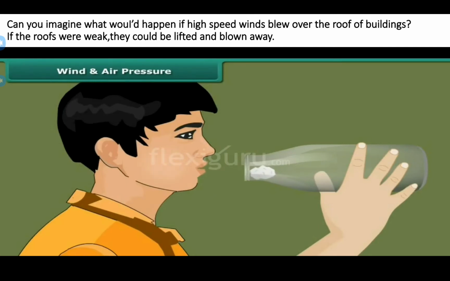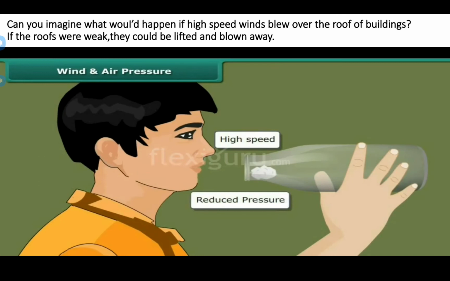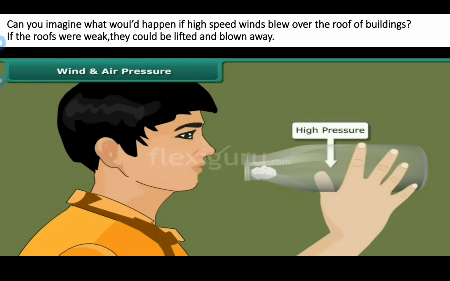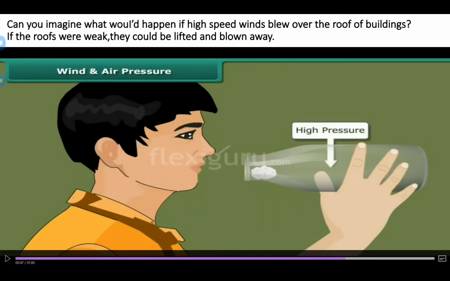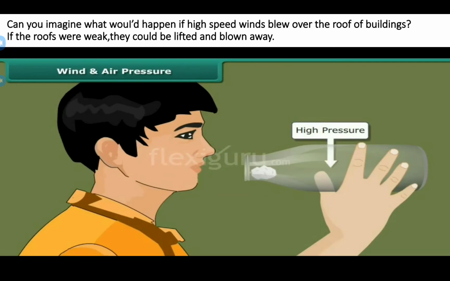Then what you have to do? Just blow the air over the ball. Then what do you observe? Observe carefully. The paper ball is not moving inside the bottle when you blow air on the bottle. So from this, what do you understand? Generally, do you know why the paper doesn't move inside the bottle?